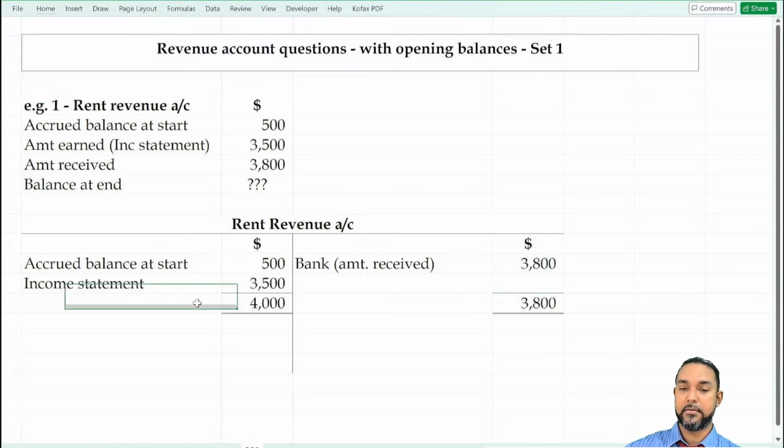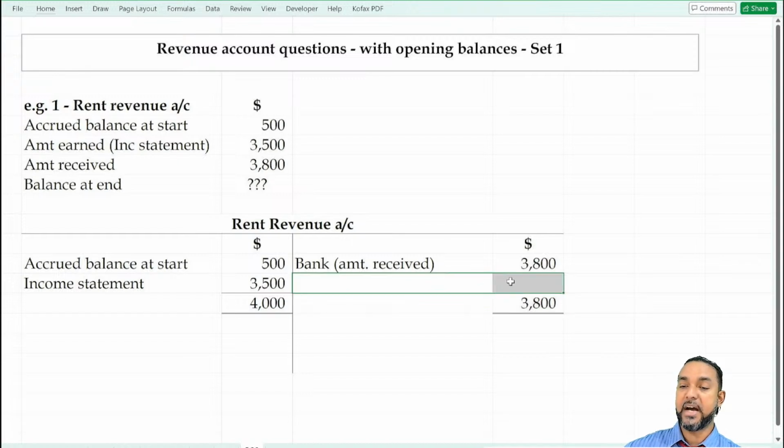So if you look at it as it stands right now, if you add up the figures on the debit side, you get 4,000. There's only one figure to add here, it's 3,800. So clearly, we need to add a figure here to make the credit side equal to the debit side. How much do we have to add to make it equal? Correct. The difference is 200, and that is your balance carried down.